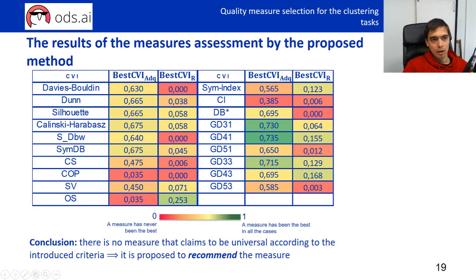Okay. So the results of the experiments are presented in the table, and from the results we can notice that not a single measure showed high results in terms of the proposed methods of assignment. Therefore, we can conclude that not a single measure is considered to be universal according to the introduced criteria. In this regard, it is proposed to recommend the measure for each dataset.